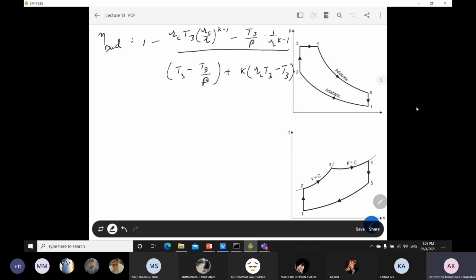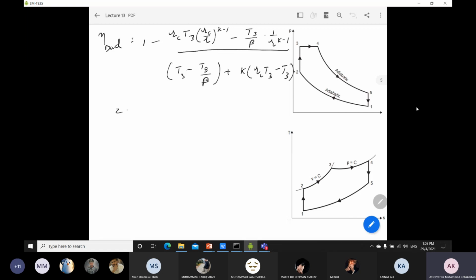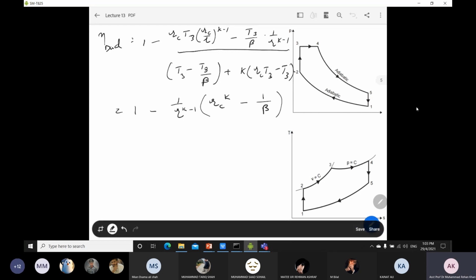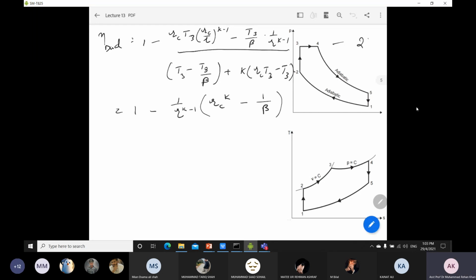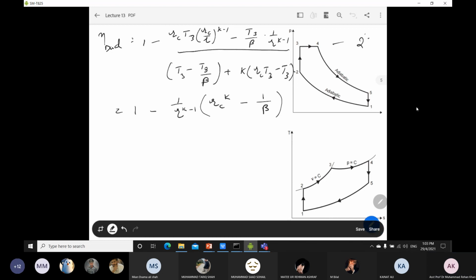Okay, so now if you can just see that it will be a function of T3, so I can easily eliminate T3 if I take it common from the numerator and also from the denominator. So I can just write 1 minus 1 over R to the power K minus 1, times the remaining terms with 1 over beta. So I will just rearrange this equation. You can say it is equation number 6 or 7, whatever you want to write.